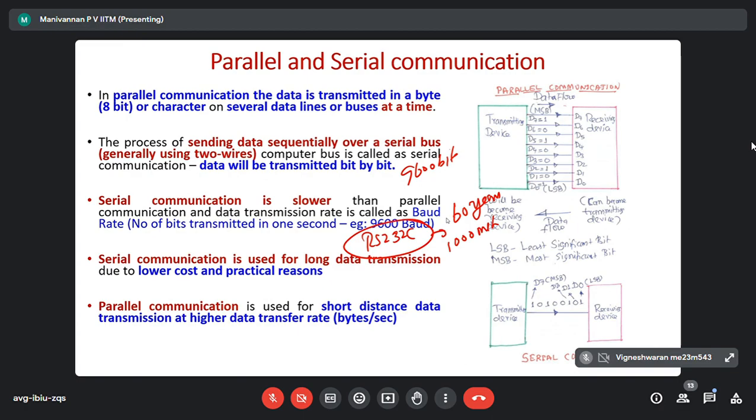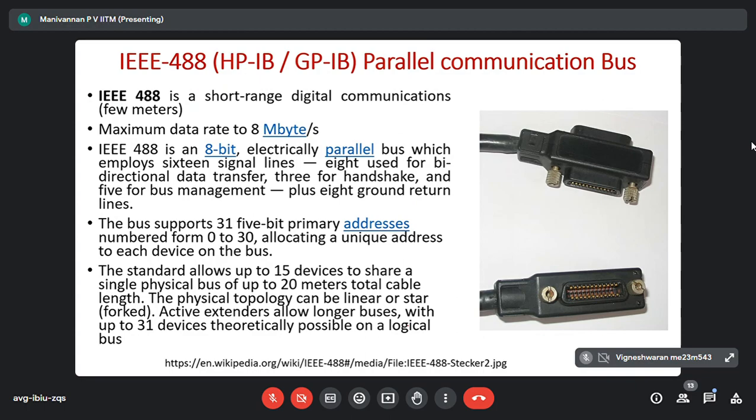It was used even for computers to communicate within the building. Correct? Parallel bus was generally used for 3 to 4 meters at that time, for printers and all these things, not between two computers. But inside the computer, we always use a parallel bus. Serial communication is used for long distance because of lower cost and practical reasons, and the parallel bus is used for short distance and high transfer rate. Okay? I will stop here.